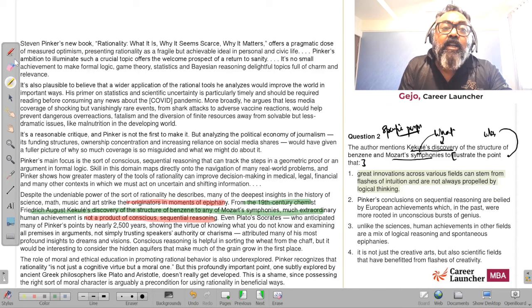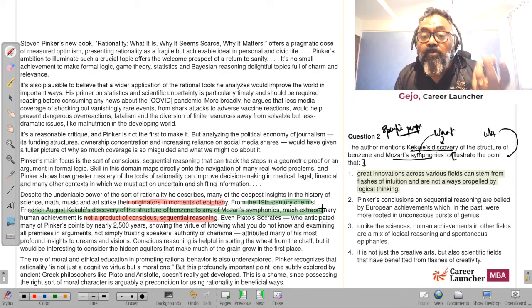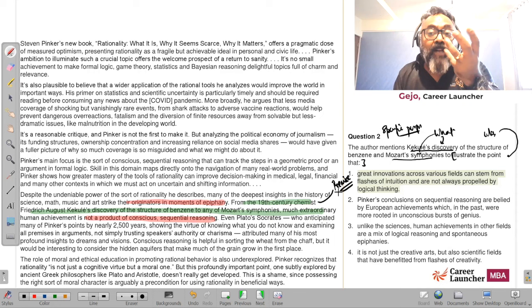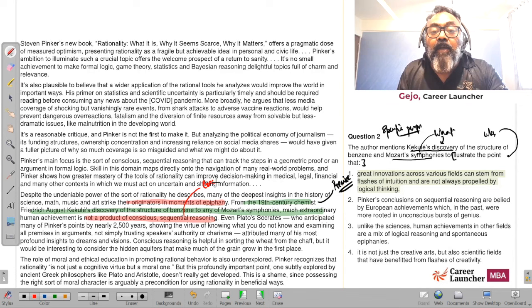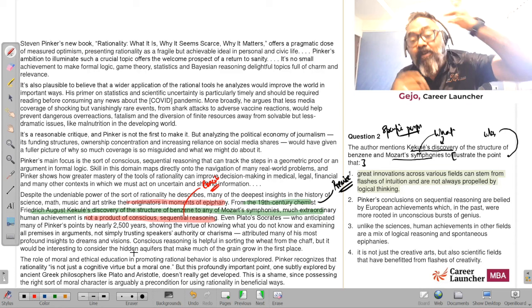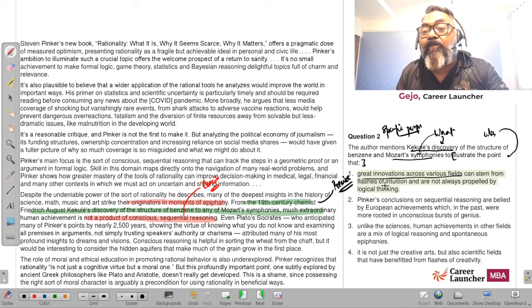So in an argument, evidence is called argument. So you are giving a set of reasons to justify a conclusion. The reasons in an argument are called premises, or premise. That's a word that is used. It's a premise, which is trying to arrive at this particular conclusion, that many of the innovations in various fields are not a product of sequential reasoning. They are based on dreams, visions, epiphany, stuff that happens. And therefore, the answer is: great innovations across various fields can stem from flashes of intuition and are not always propelled by logical thinking. That would be an accurate description of that reasoning.